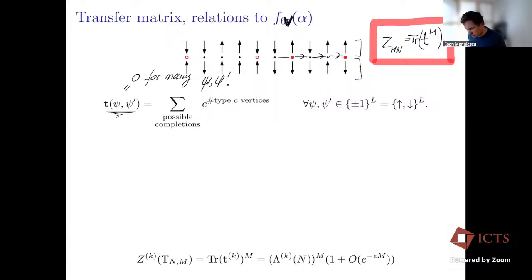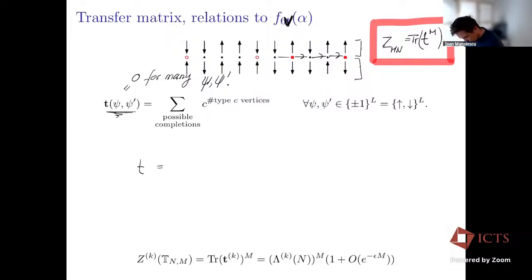So this is what you get out of the transfer matrix. As such, it's not a huge computation. It's quite easy to see that you would have something like this. What's interesting is that you can understand a little bit more about this transfer matrix. So first of all, what can you say about the transfer matrix?